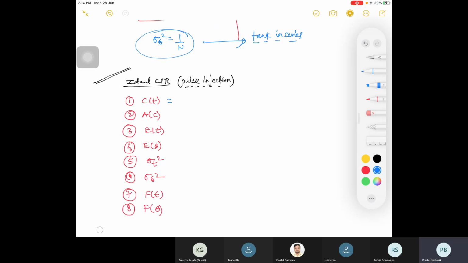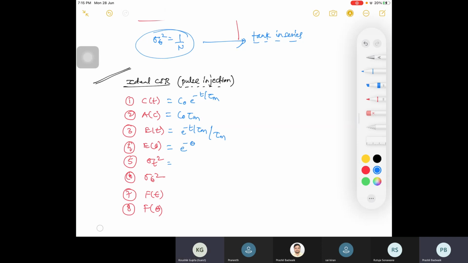Rutuja, what is C of t? C naught into e raised to power minus t by tau m. Right. What is the area under the C curve, Pranit? C naught into tau m. Right. What is your E of t, Sai Kiran? E power minus t by tau m divided by tau m. Right. Then what is your E of theta, Kaushik? E power minus theta. You write in terms of theta.